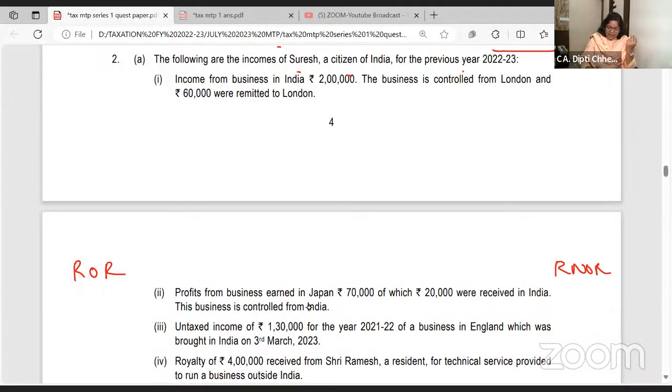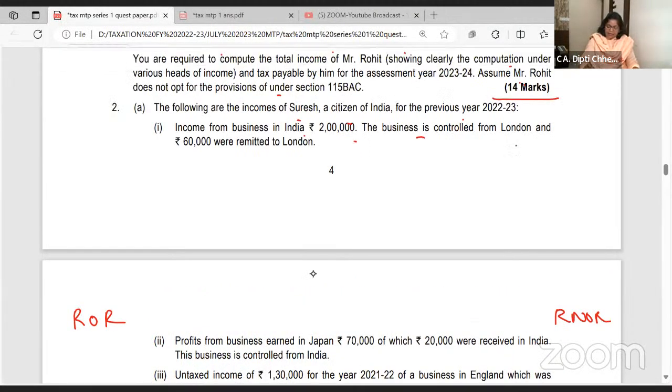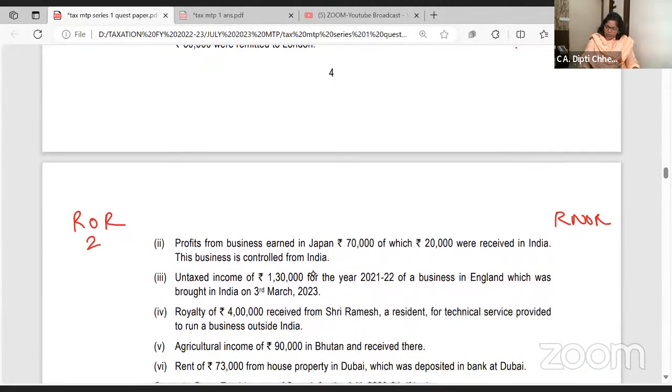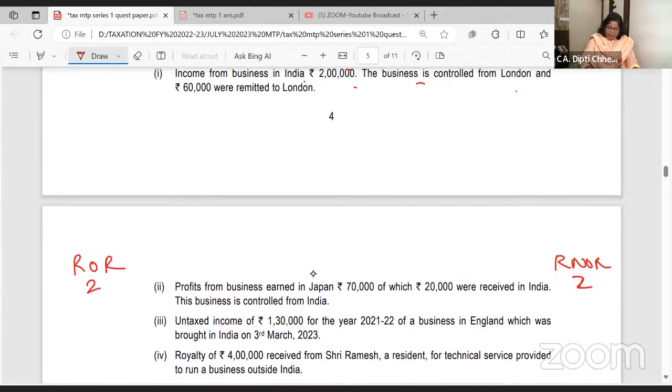Main jaise ye bol rahi hu na, to aapko list dikhna chahiye, triple column, kya kya taxable hai. So many problems, wherever you have taken the coaching, you must have solved for this. Shuru karein, right? Income from business in India, 2 lakh. Controlled London and remitted and all. Par business to India mein hai, dono ke liye taxable hai, 2 lakh.